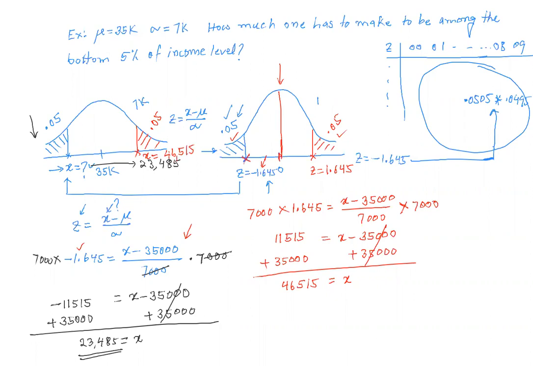So x is $46,515. If you make $46,515 or more, or roughly 46,500 or more, then you fall among the top 5% of the wage earners, or top 5% of the income level. So you're considered rich, and somebody else is considered poor, who makes less than 23,500, versus 46,500. And that's how you do these problems.